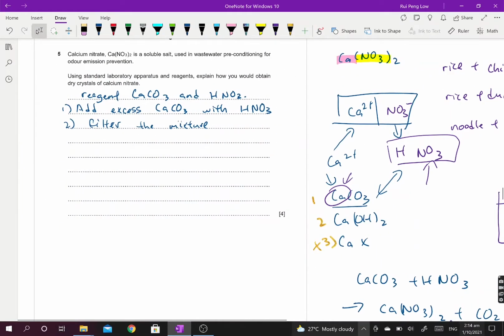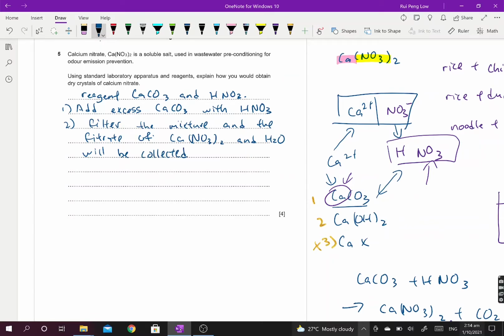Okay, filter the mixture and the filtrate will be collected. Okay, now what is the filtrate? The filtrate of Ca(NO3)2 and H2O water will be collected.